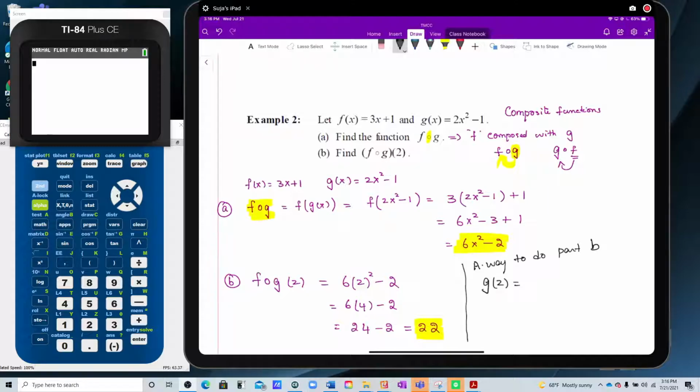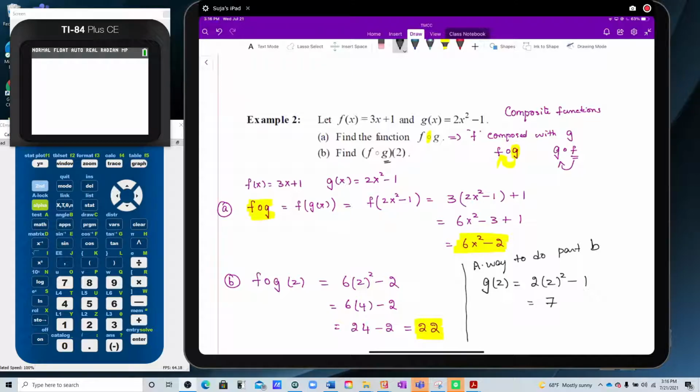And why g? Because g is always the right function, right? So g of 2. And whatever the output I get for g of 2 is going to be the input for f. So 2 times 2 squared minus 1. So it's 4 times 2 is 8. 8 minus 1 is, right, 7.